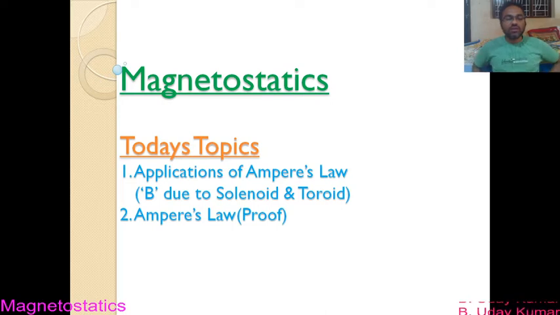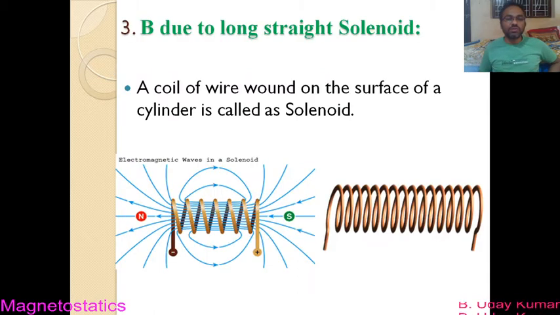Okay, so fine. So now first we try to find the magnetic field induction due to a solenoid. Okay, so we just move on to the topic now. So this is B due to a long straight solenoid. So what is a solenoid? First we try to understand that. So you can see this image, right? So it's a solenoid. You must have seen it many times.